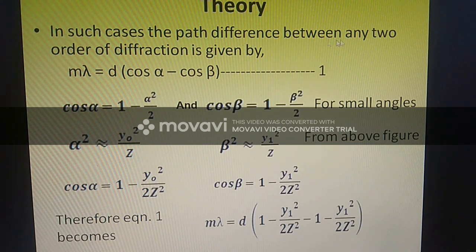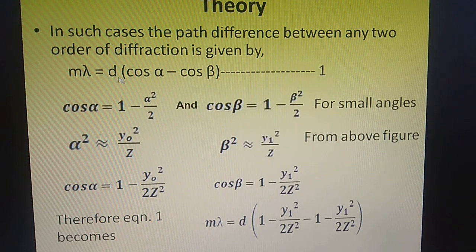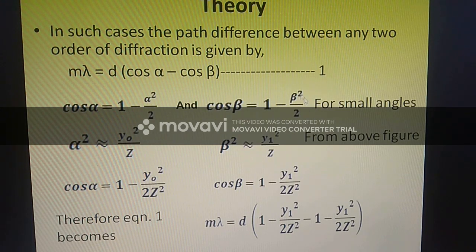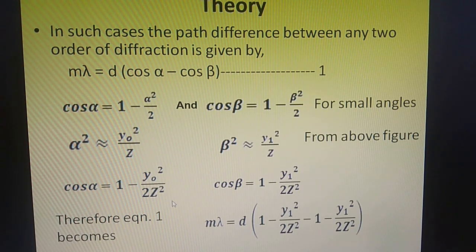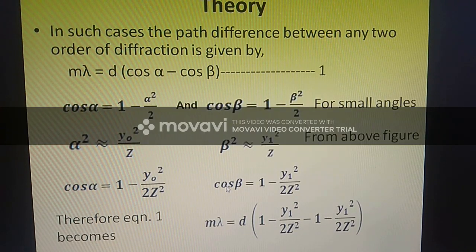Now in such a case, the path difference between any two orders of diffraction is given by m lambda equals d into (cos alpha minus cos beta). Then the value of cos alpha, you should know from trigonometry. I cannot explain right now. Alpha square is y square by z, beta square is y1 square divided by z. Then the calculation goes like this. This is not much important, just remember this.